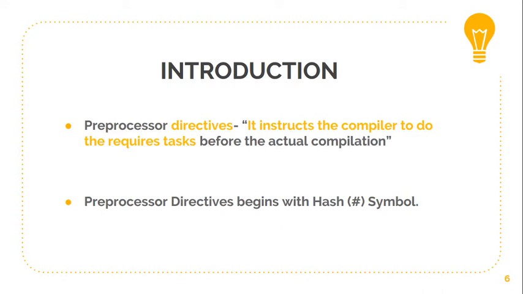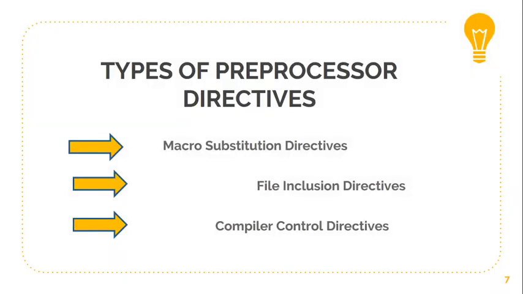Coming to the introduction, preprocessor directives instruct the compiler to do the required task before the actual compilation. Preprocessor directives always begin with the hash symbol. Types of preprocessor directives: mainly there are three types of preprocessor directives: macro substitution, file inclusion and compiler control.